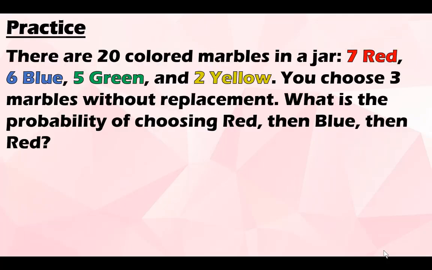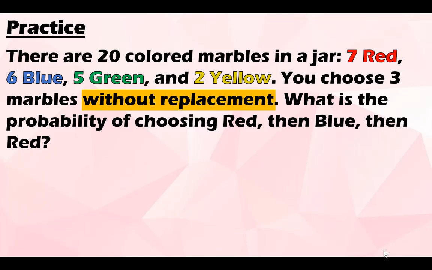So how about a practice problem? There are 20 colored marbles in a jar. 7 red, 6 blue, 5 green, and 2 yellow. You choose 3 marbles without replacement. What is the probability of choosing red, then blue, then red?